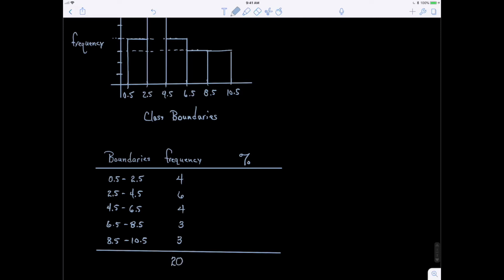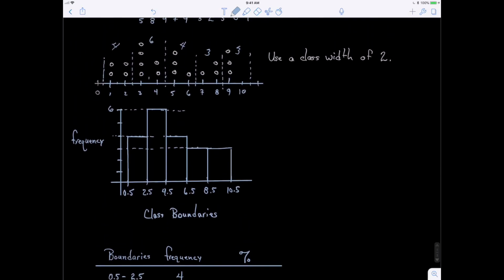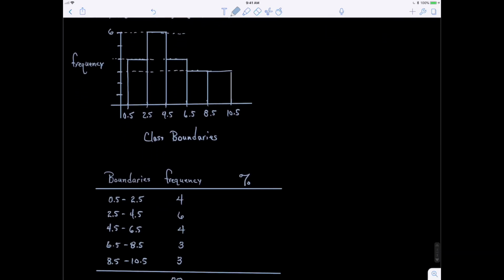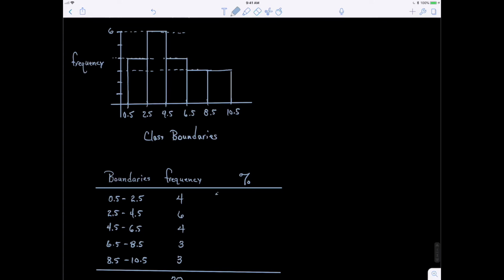Now, what I want is, let's go back up. When I talk about the percentage, for example, in this first group, my 4 dots, these are 4 dots out of 20 dots total. So what percentage of the total dots do these 4 make up? The answer is found by, you take 4 divided by the 20, you multiply it by 100%. And 4 divided by 20 is going to be 20% of the data.